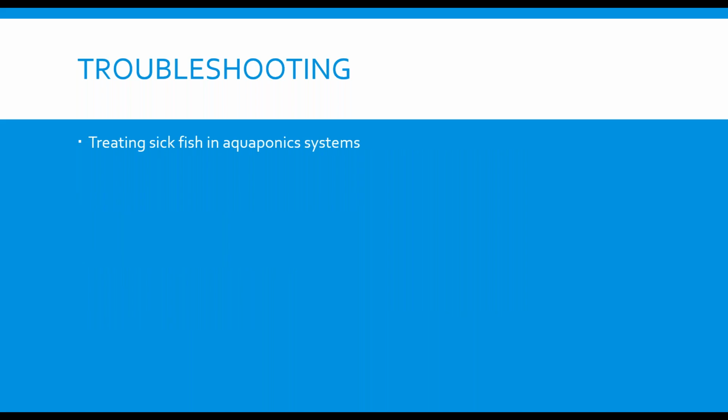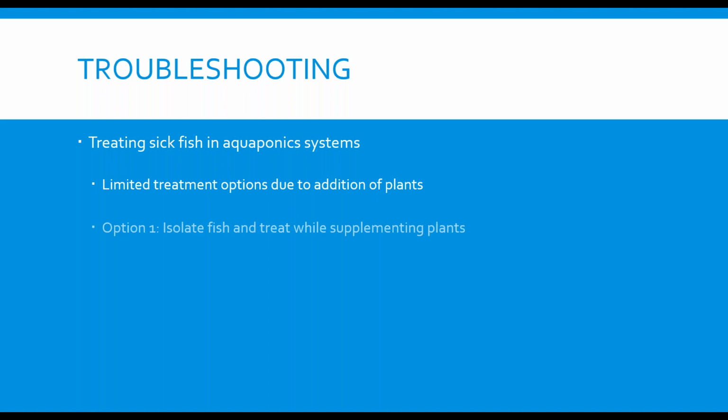Now, the veterinary side of things, this one little caveat is how we treat sick fish in aquaponics systems. There are very limited treatment options due to the addition of plants. So obviously we can't dump a bunch of chemicals into the water, because those are just going to go over to the veggies. And then when you eat those veggies, you're going to get sick too. So again, pretty much all of your water-based treatments are out. And that's just the way it is.